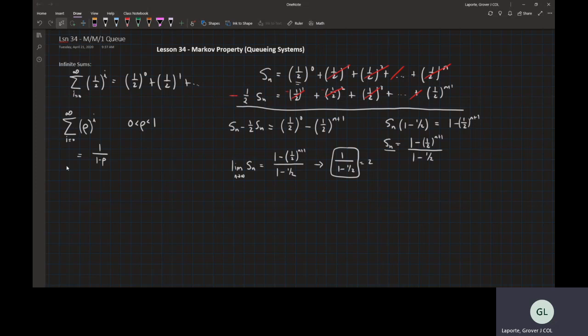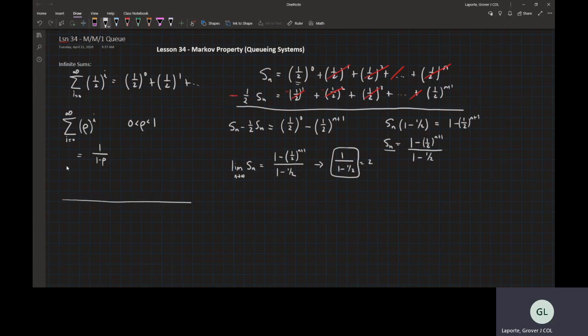So, for example, if rho is equal to 1/2, then it's just 1 over 1 minus 1/2, which ends up being 2, which is exactly what we suspect. But if you put 3/4 in there, then it would be 1 over 1 minus 3/4. I believe it's 4, whatever. Just do the math on that and figure it out. So that answers that question.